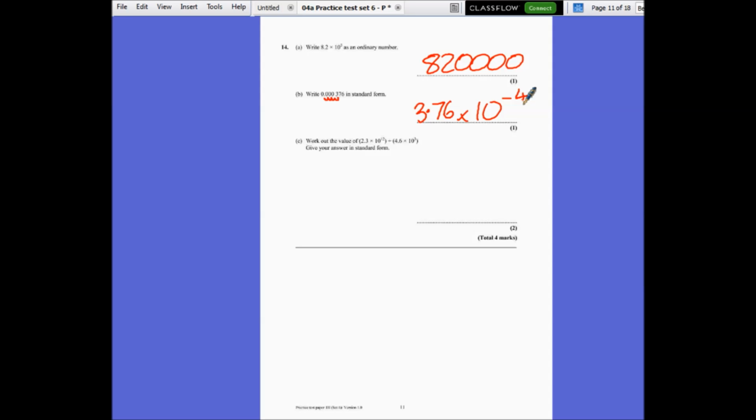Work out the value of 2.3 times 10 to the 12 divided by 4.6 times 10 to the 3. Well, if we do the numbers first, 2.3 divided by 4.6, we can see that 4.6 is double 2.3, so that would just be a half, or 0.5.